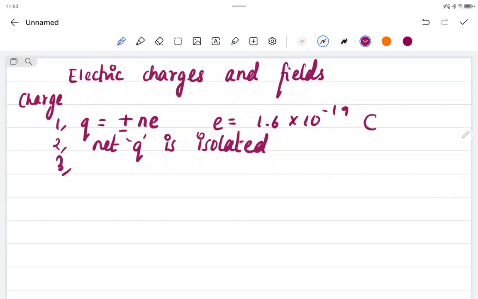And next, electric charge is also invariant. That is, it does not depend upon the motion of a charged body. So this is the third point, that is, we can do the algebraic sum of the charges. And the fourth thing is, it is invariant.